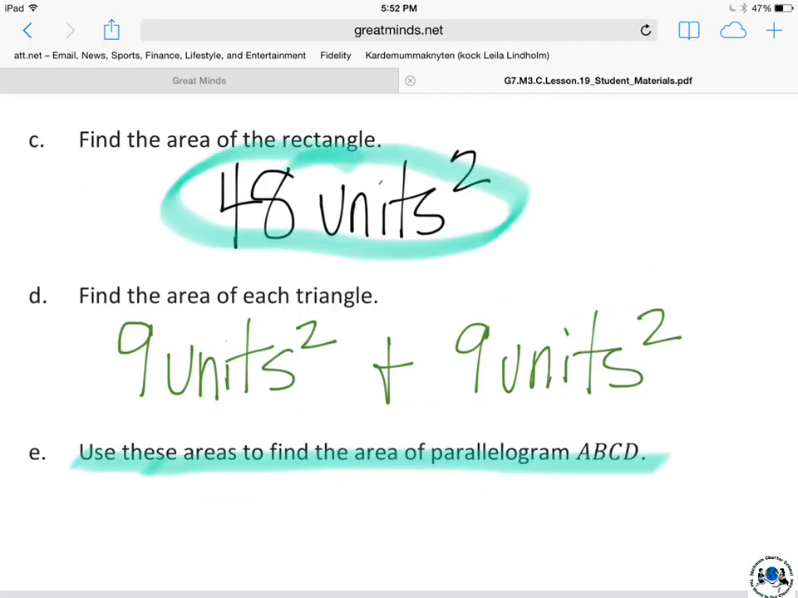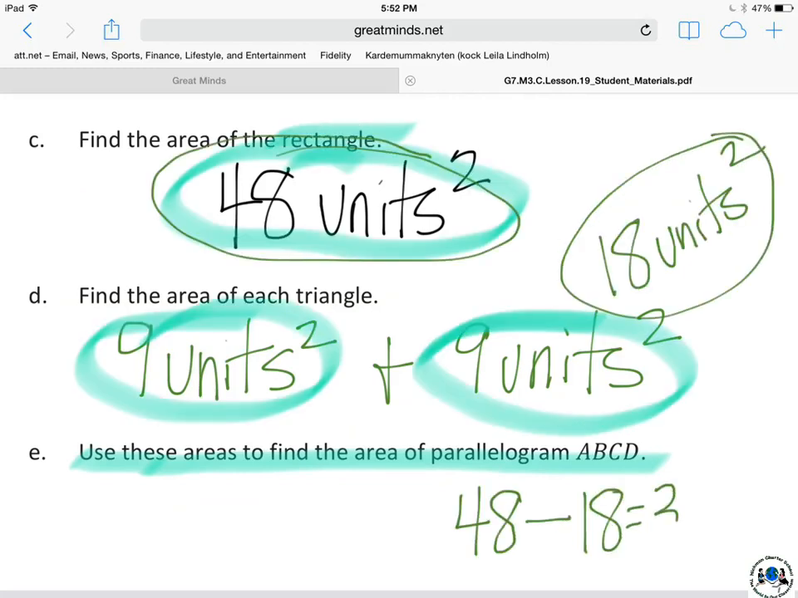Here we go: we have 48 square units for the entire rectangle. The two triangles add up to 18 square units together. Therefore, to find the area of the parallelogram between those two triangles, I take the whole rectangle's value, which is 48, subtract away the 18 from the triangles, and I'm left with 30 square units, which is the area of that parallelogram.